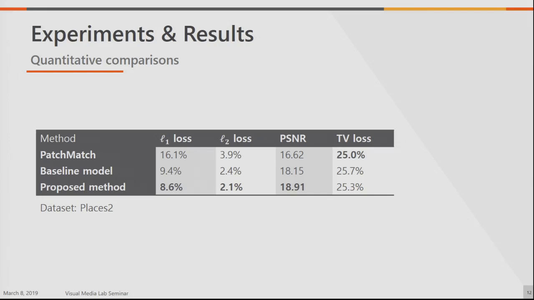And then for some quantitative comparisons, they compare with PatchMatch, and again their baseline model. And as you can see, their proposed method outperforms the other methods for L1 loss, L2 loss, and also peak signal to noise ratio. But for the total variation loss, PatchMatch performs best. Honestly, I don't really know, because they also don't really explain why they think this one performs better for this total variation loss. So, yeah.